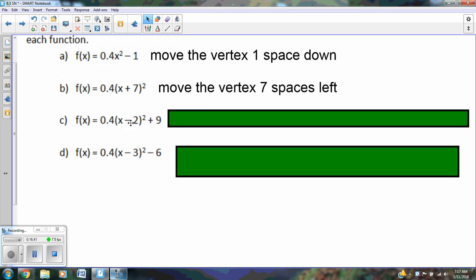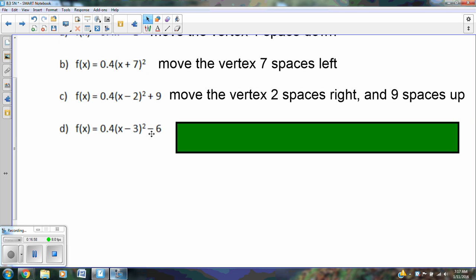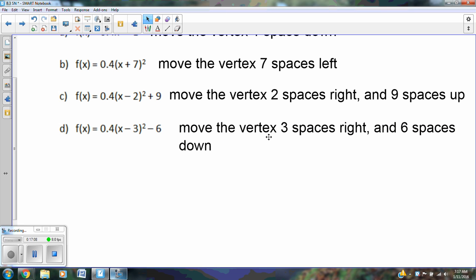Here we have a minus 2 in the parentheses and a plus 9 outside of the parentheses. The minus 2 means move 2 spaces to the right, and the plus 9 on the outside means move 9 spaces up. Last one, we've got minus 3 on the inside of the parentheses and minus 6 on the outside of the parentheses. Well, the minus 3 means move 3 spaces to the right. The minus 6 on the outside means move 6 spaces down.